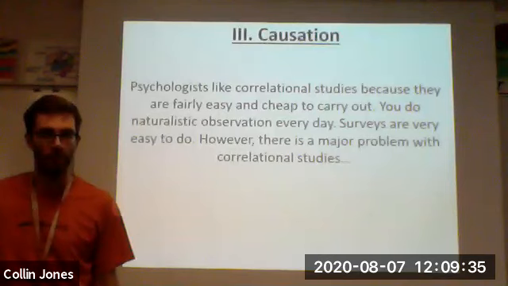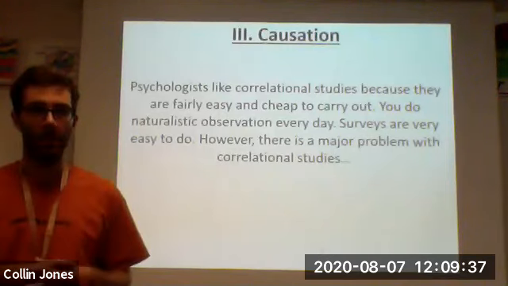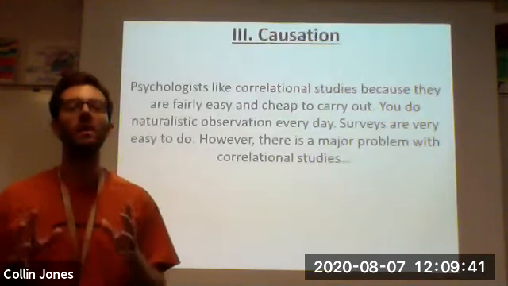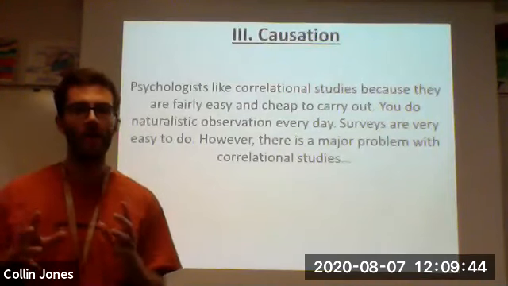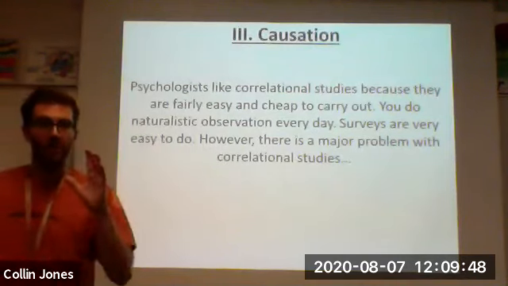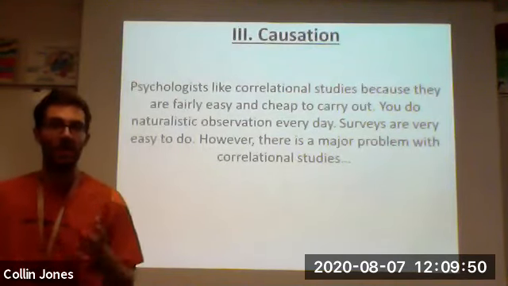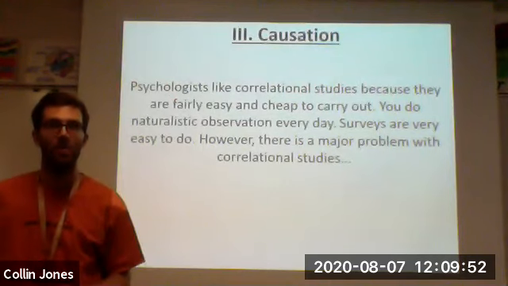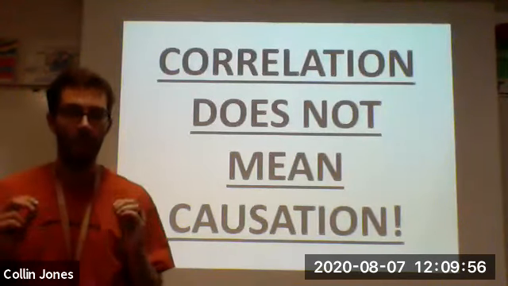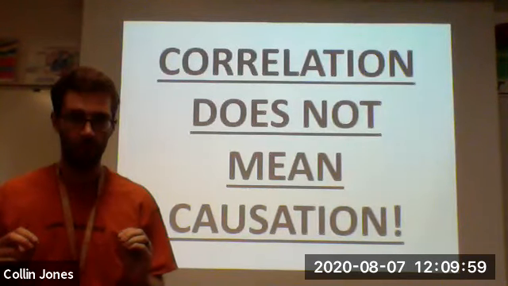Roman numeral 3. I've been going over correlational studies, but there is a problem with correlational studies. They're so easy to do, they're so cheap, they're so nice. However, there's a major problem, and I want you to write this down. I want you to star it on your paper. I want you to circle it. If you want to get a tattoo, this would be a great thing to get tattooed. Correlation does not mean causation.